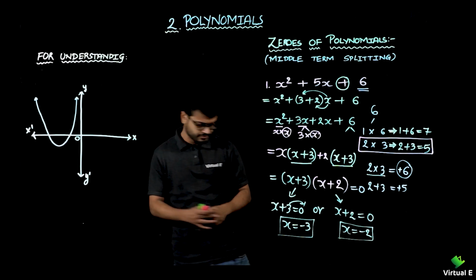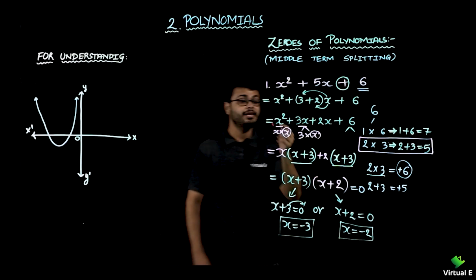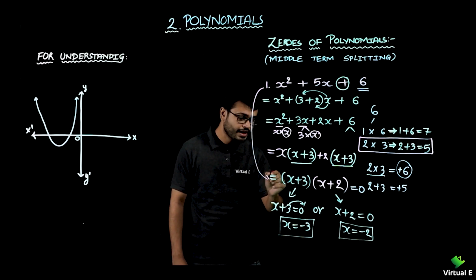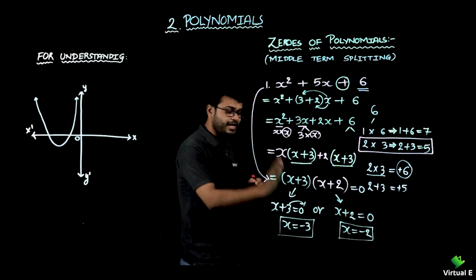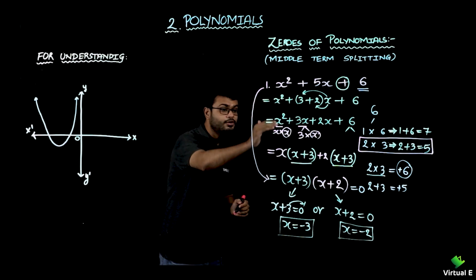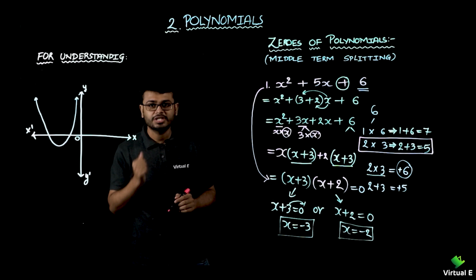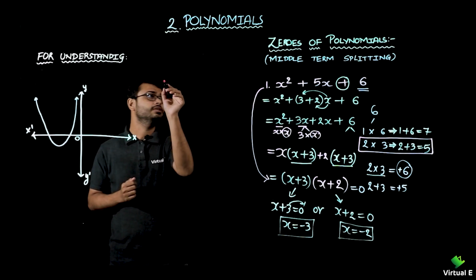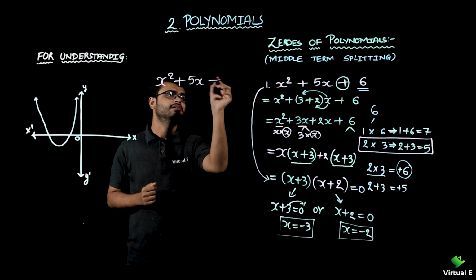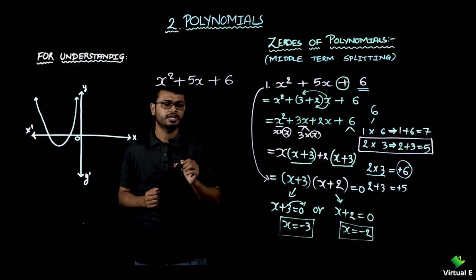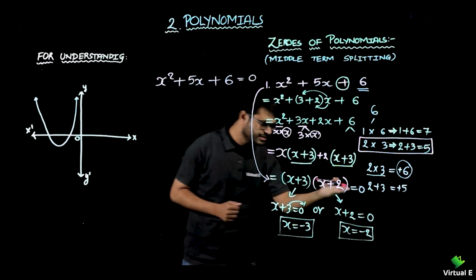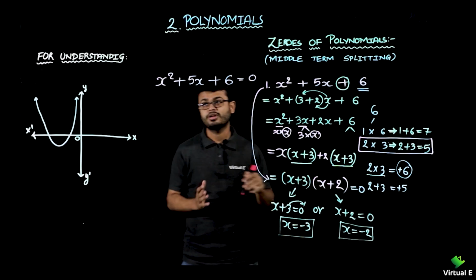Now suppose I want to skip all these steps, and after the question I want to directly get this step, x plus 3 and x plus 2. I want to skip these 1, 2 and 3 steps, right? How shall I do it? Let me rewrite the question. So x square plus 5x plus 6, done, is equal to 0, and I want to write these factors directly. Want to skip all these things.